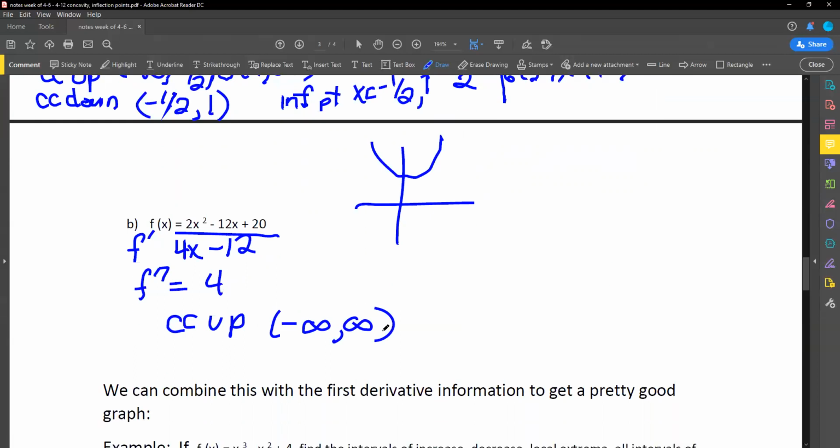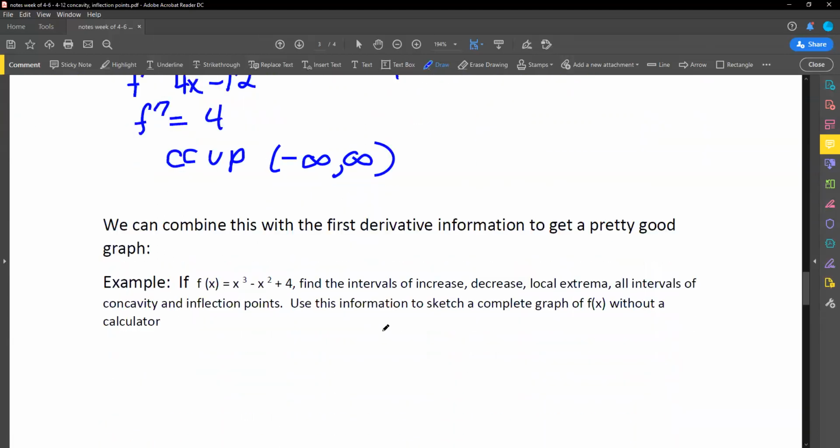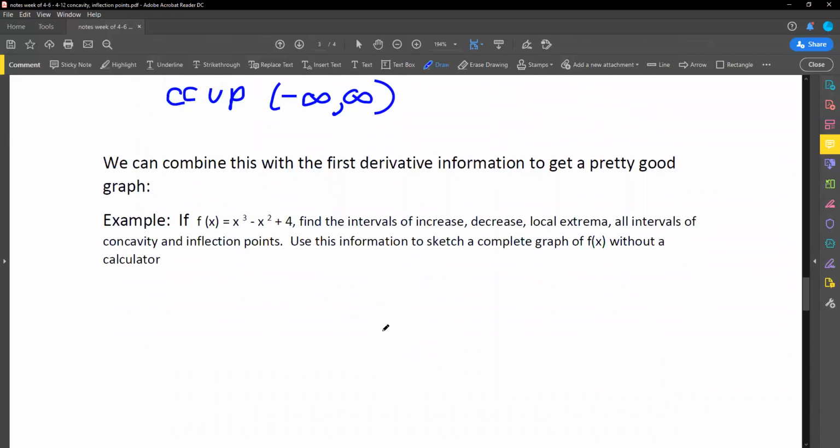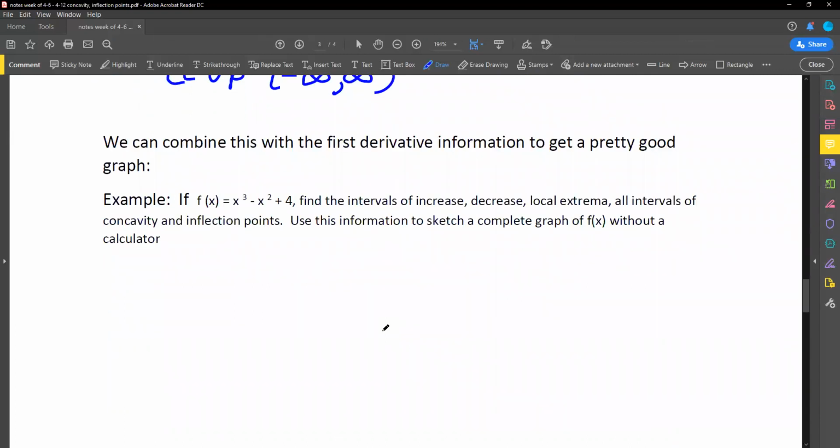All right, so we can combine the information about the first and second derivative together to get a pretty good idea of what a graph looks like even without a calculator. Okay, so we have a function here. I want to find the intervals of increase, decrease, and local extrema. That's all first derivative. All intervals of concavity and inflection points, that's second derivative. And we're going to put this all together to get a pretty good graph of what it looks like. We're going to start one thing at a time. So first thing I'm going to do is the first derivative.